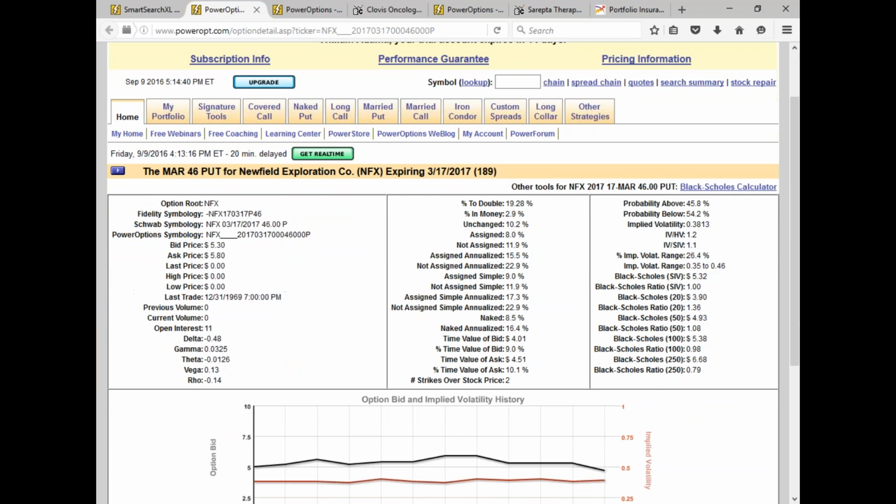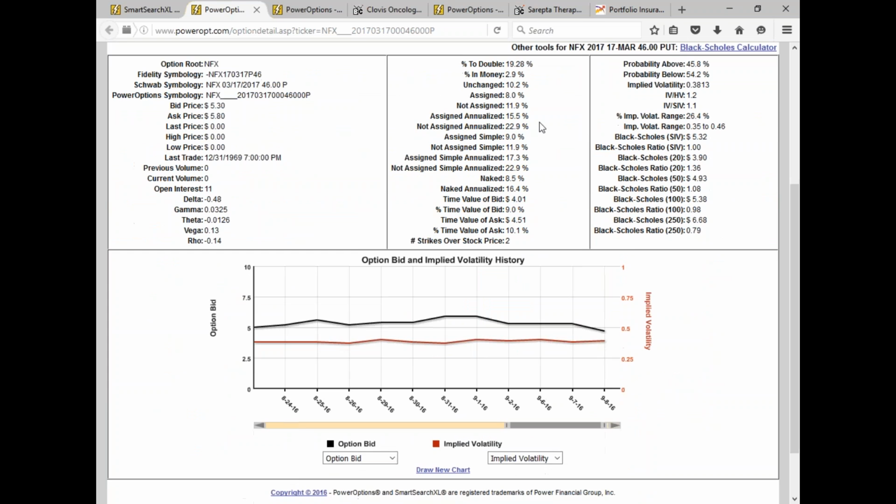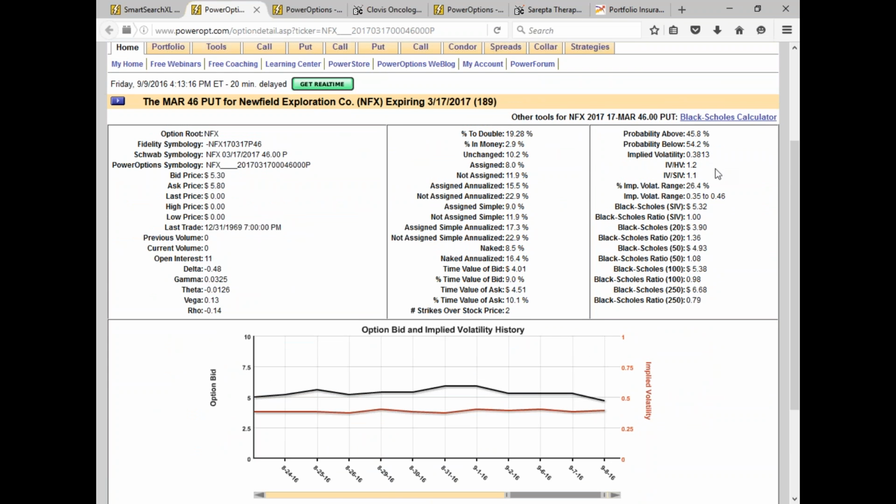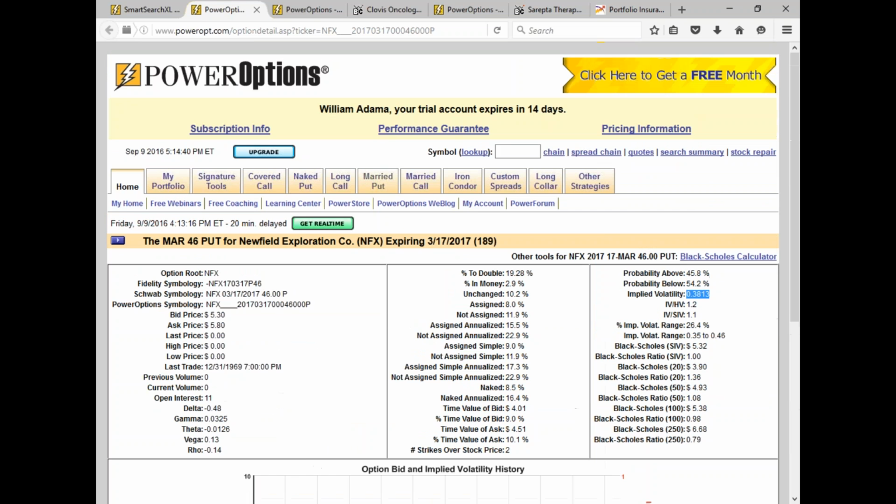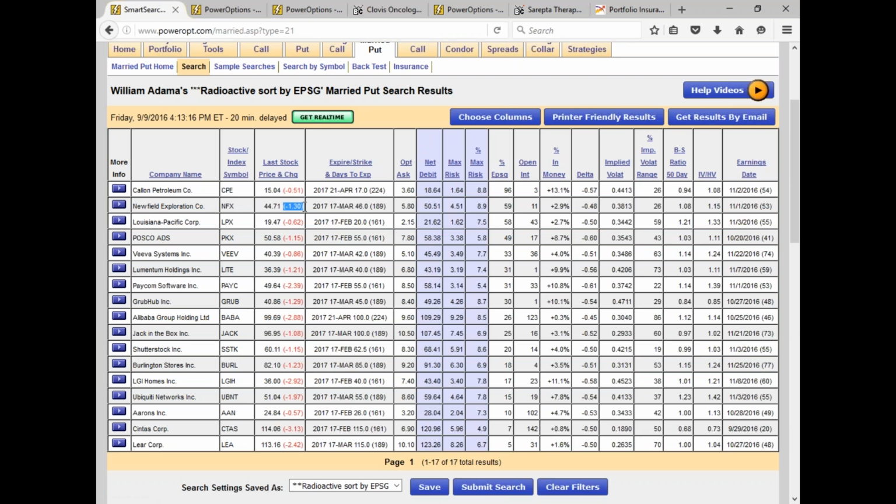Okay. Yeah, I was afraid of that. But that's okay. So what we can see here is that the implied volatility we know right now is at 0.3813. Newfield dropped about, was it $1.10 today, $1.20, $1.30. Okay, so it's down $1.30. It was probably trading at $46 per share at the open. So it dropped a decent percent.